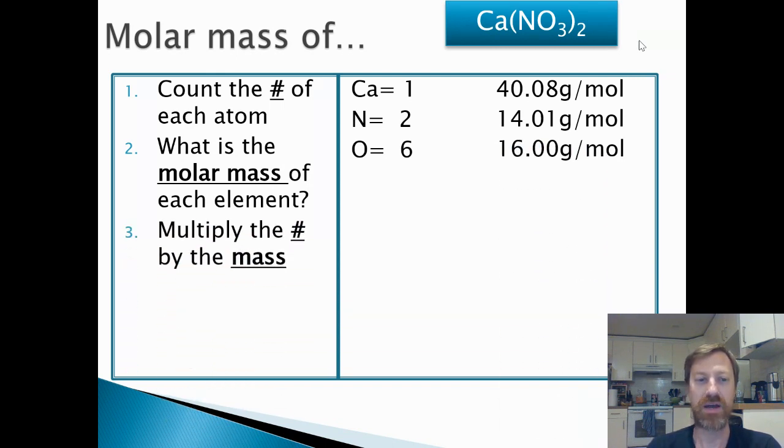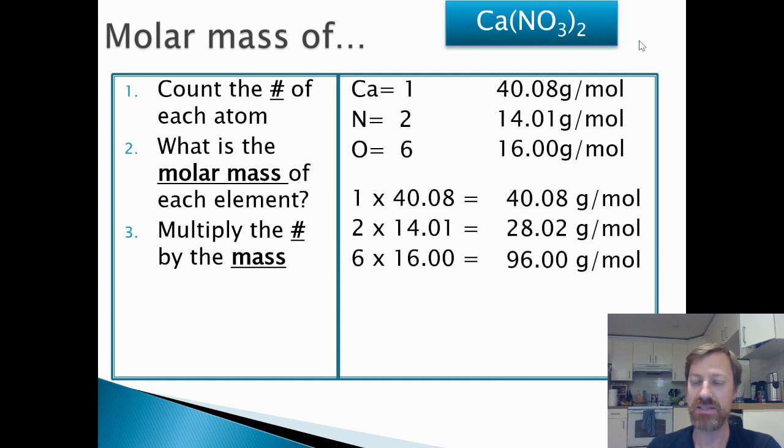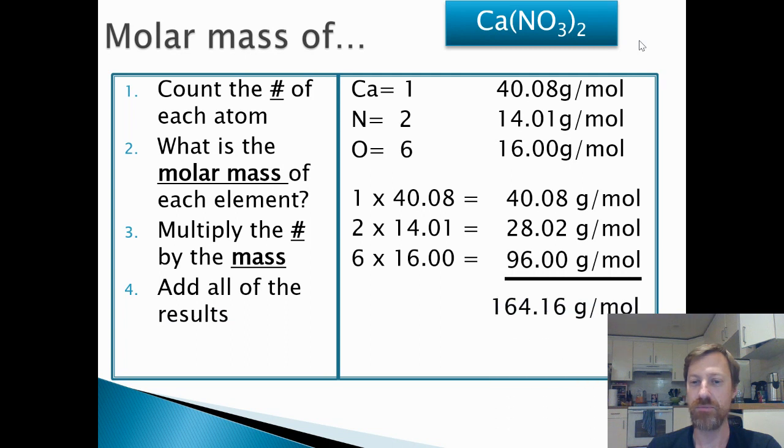Multiply the number by the mass. Here we go: 1 times 40.08, 2 times 14.01, and 6 times 16. We're going to get these numbers when we do the math here, and add up all the results. Boom. 164.16 grams per mole.